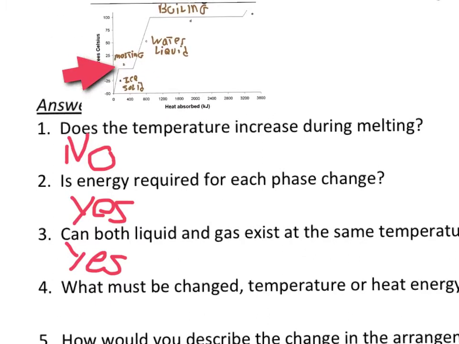And number 4, what must be changed? Your temperature or heat energy during these. Your heat energy constantly needs to be changing as you're going from a solid to a liquid to a gas. So that answer will be your heat energy.